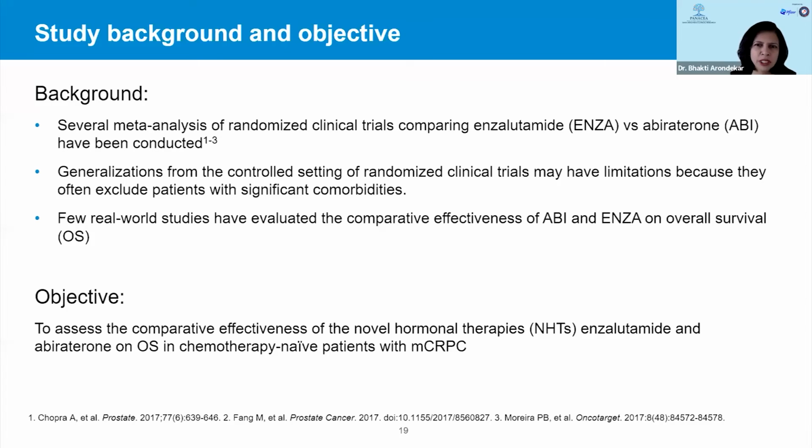So how do you know what's happening in a real world setting, which is why this study was done? The objective of this particular study was to assess the comparative effectiveness of these 2 novel hormonal therapies, enzalutamide and abiraterone. So that was the exposure, if you will. And the outcome that was assessed was overall survival in chemo-naive patients with mCRPC.